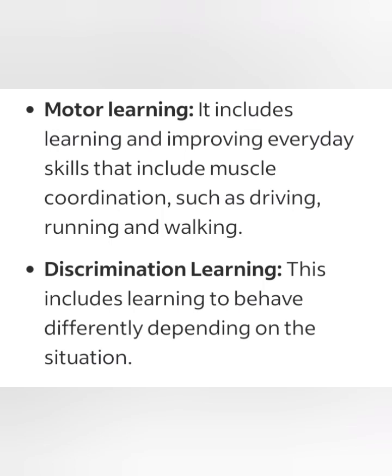Next one is motor learning. It includes learning and improving everyday skills that include muscle coordination, such as driving, running and walking. Next one is discrimination learning. This includes learning to behave differently depending on the situation.